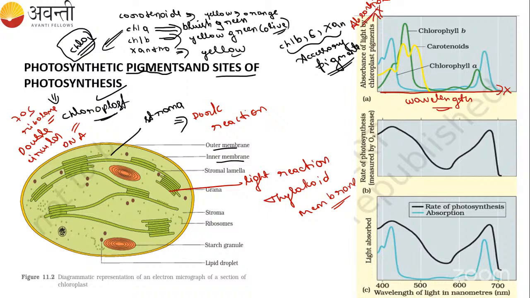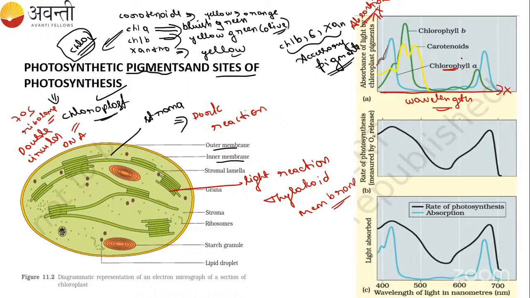Here the pigments are chlorophyll A and chlorophyll B. Here you can see a bluish green color, which is nothing but chlorophyll A, and a pale green color, which is nothing but chlorophyll B. They have given three pigments mainly: chlorophyll A, chlorophyll B, and carotenoids. Main pigments are chlorophyll A and chlorophyll B.